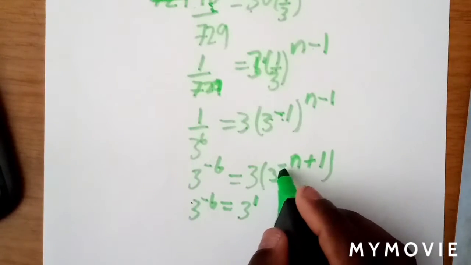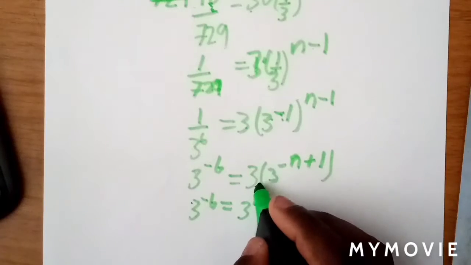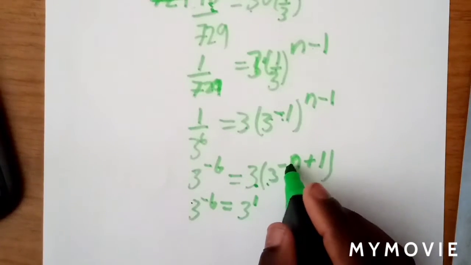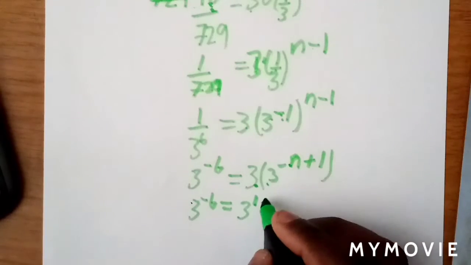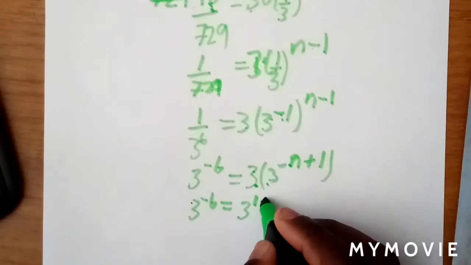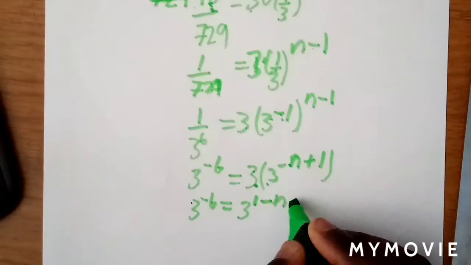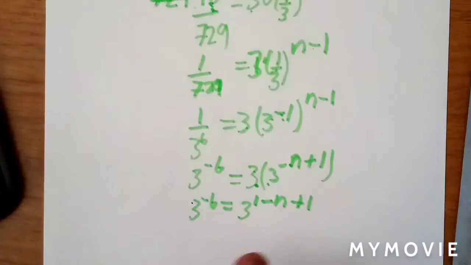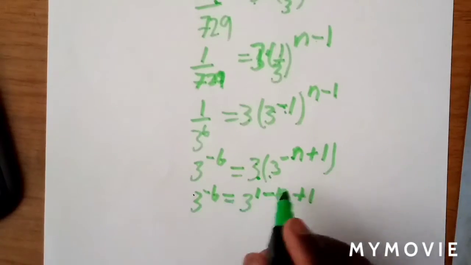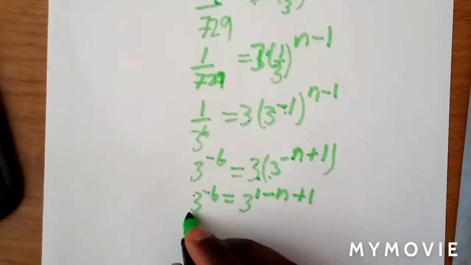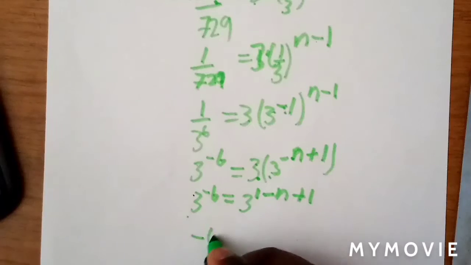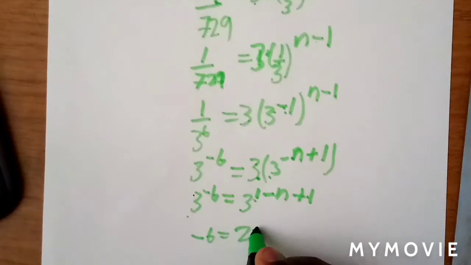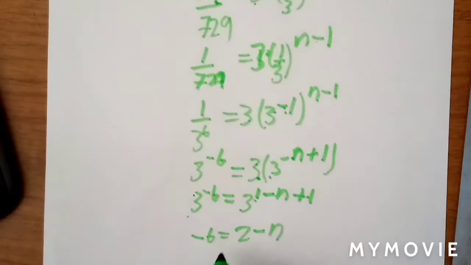Therefore, when you have 3 to the power 1 times 3 to the power minus n plus 1, you can take this exponent to this one because the bases are the same. Therefore, minus n plus 1. You equate the exponents because bases are the same. Therefore, minus 6 is equal to 1 plus 1, which is 2 minus n.